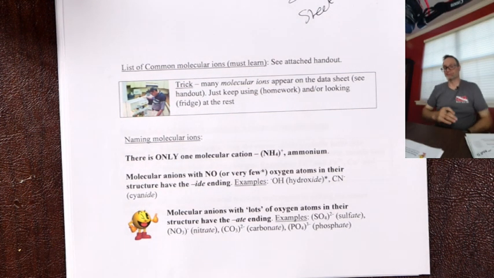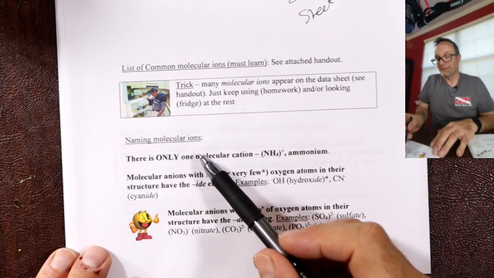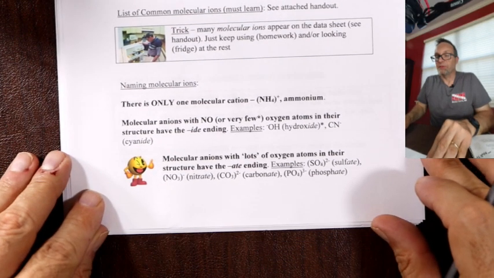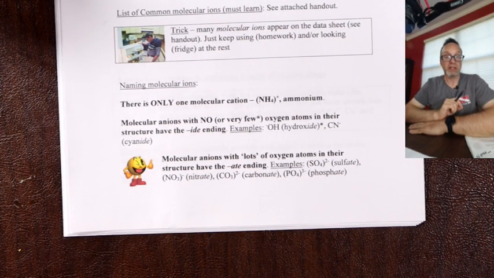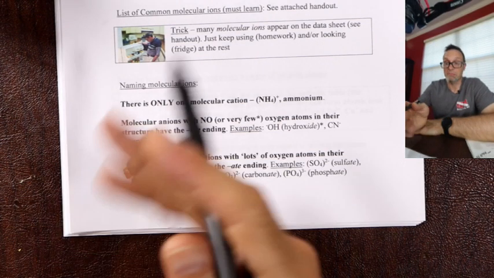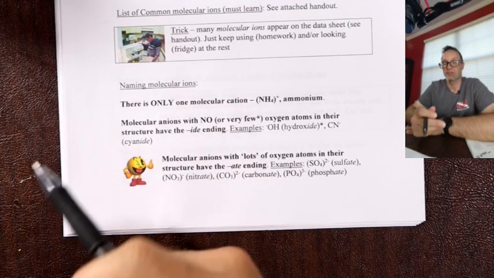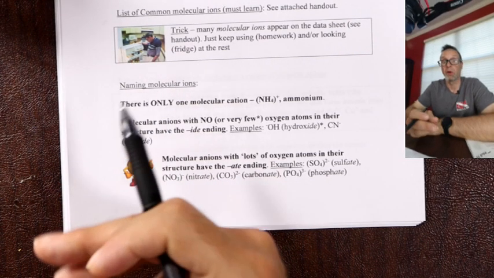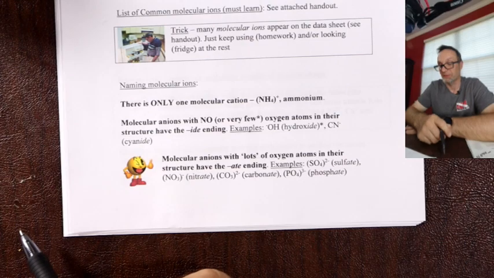Okay, so, naming molecular ions. Unfortunately, you've got to know the names and the formulas of the molecular ions. There is a small trick, which I'll show you, but we have to know the names and the formulas of the molecular ions. Everything else is the same. The math, actually, is just the same. It's just we use a different formula. So it's a larger blob with a charge, not a small blob like an atom.